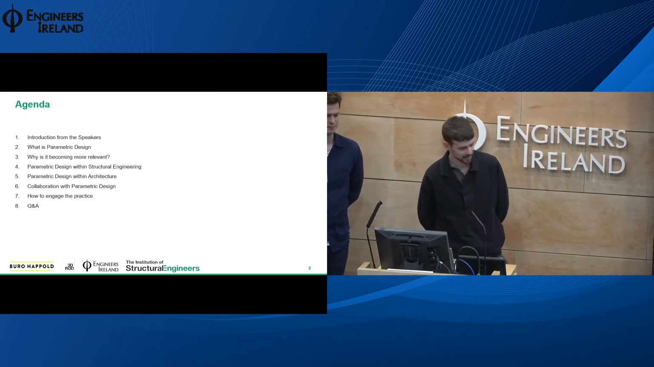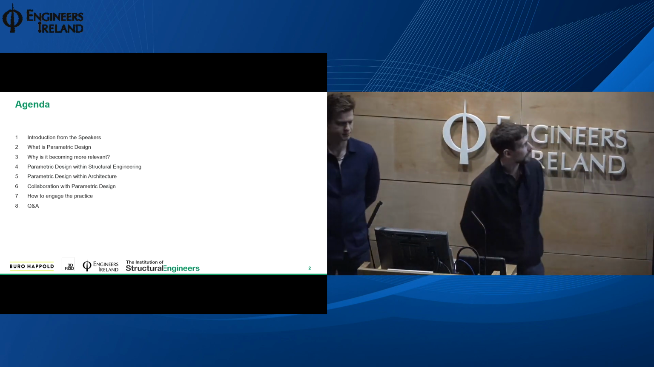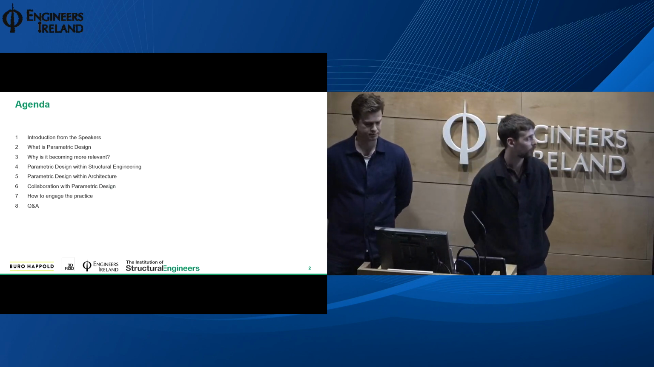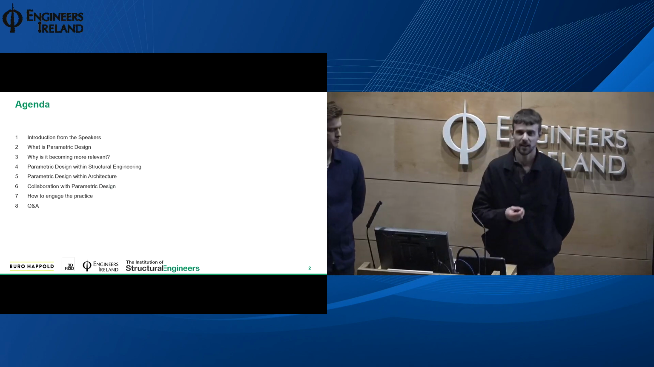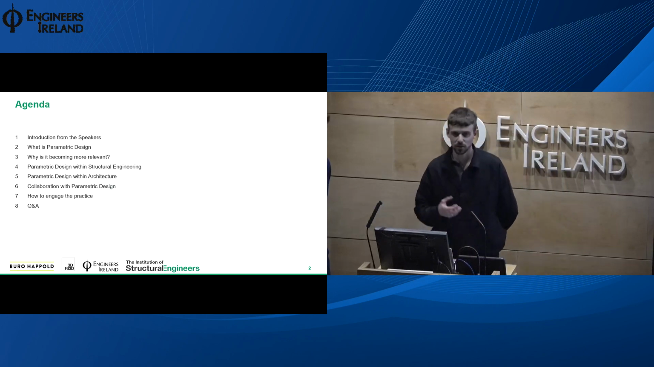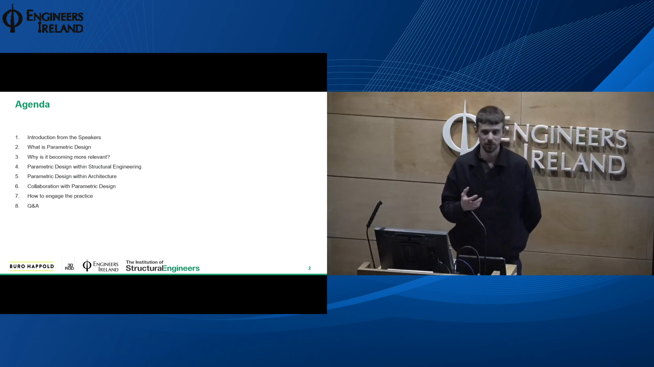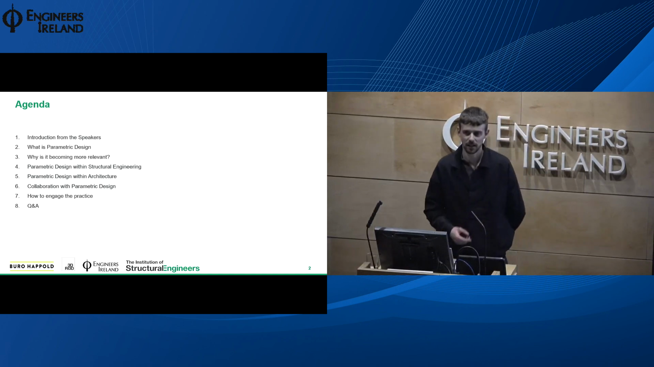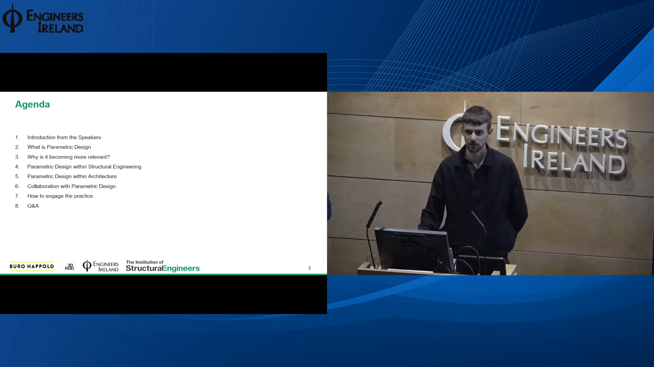So, an agenda for what the day is going to be. Firstly, we're going to speak about an introduction from ourselves, and then what is parametric design. Off the back of what is parametric design, we'll say why is it becoming more relevant. Then Chris is going to talk about parametric design specifically within structural engineering. I'm going to go on to talk about parametric design's implications on architecture. Off the back of that, we're going to talk about a collaboration project that we did together using parametric design. And then, most importantly, it's how to engage the practice around parametric design. Following this, we'll be doing a Q&A, so if anyone has any questions, keep them all stored and we'll answer them as well as we can at the end.